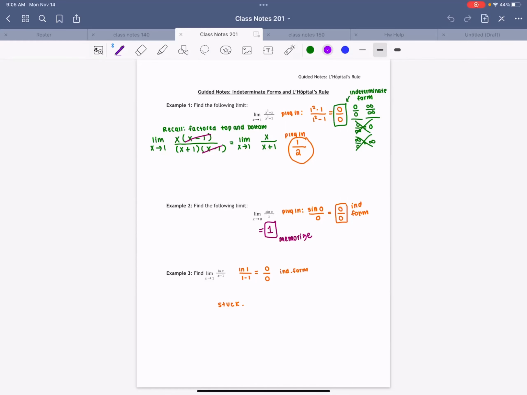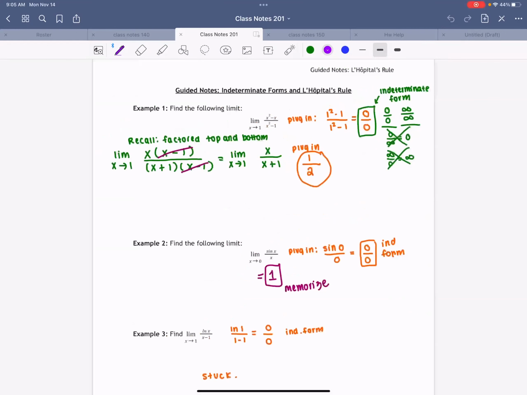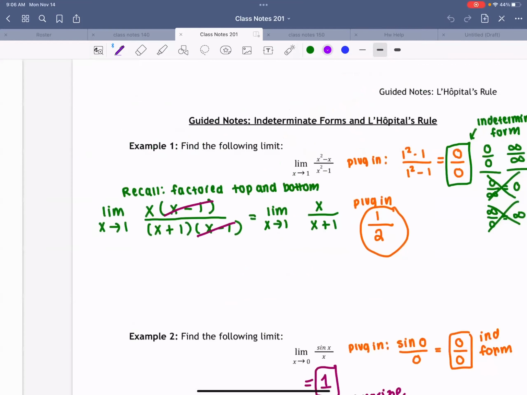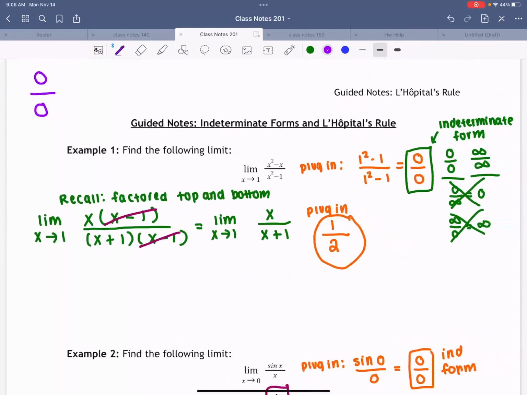So far, what we've done is we've looked at limits that don't have an exact answer, right? If you plug something in, you're going to get something called an indeterminate form. And we've talked about 3 indeterminate forms so far: 0 over 0, infinity over infinity, and then anything like 0 times infinity, plus or minus infinity, doesn't matter. But these are the 3 ones that we've looked at.